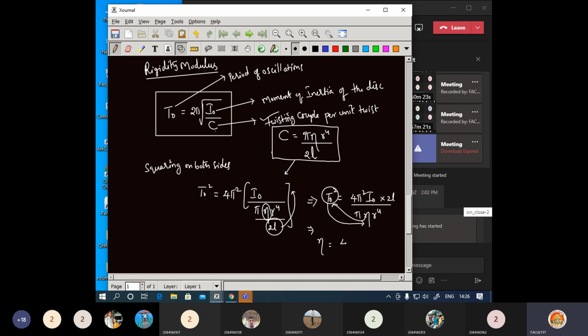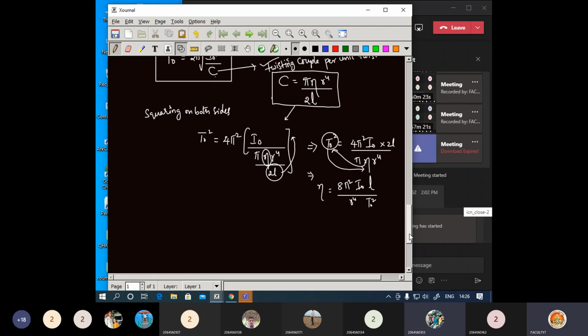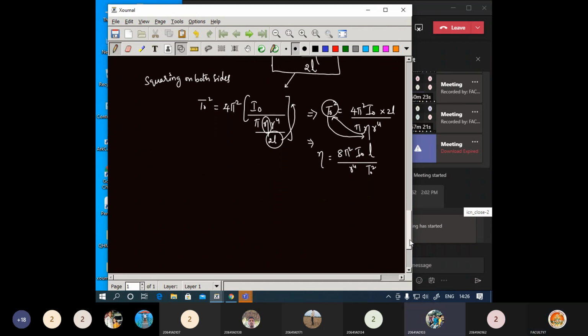Eta will be equal to, 2 into 4 means 8, 8 pi square I naught into L by r power 4 T naught square. Now here, pi should be cancelled. These two pi should cancel, so now only 8 pi should be there.